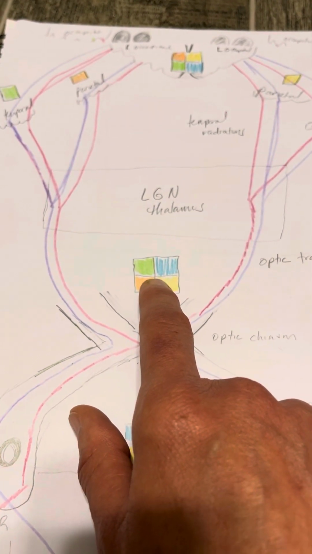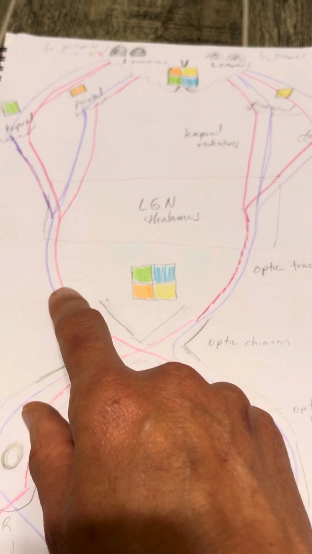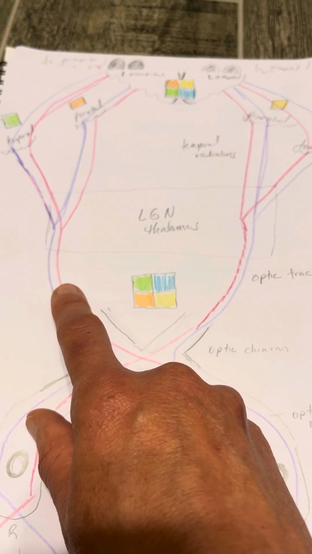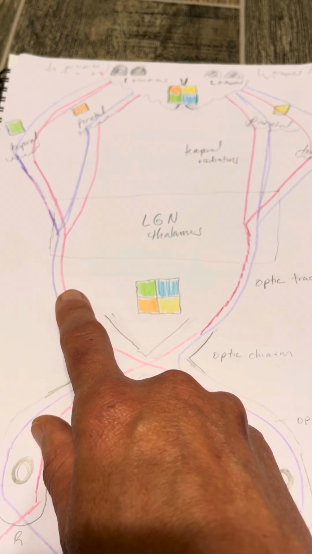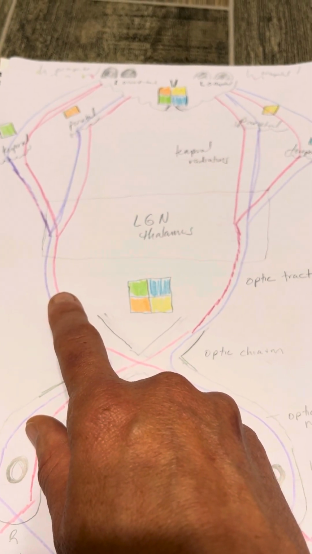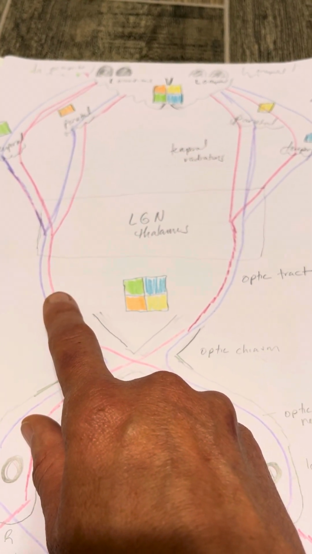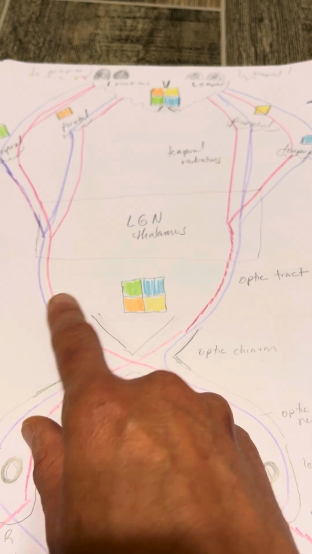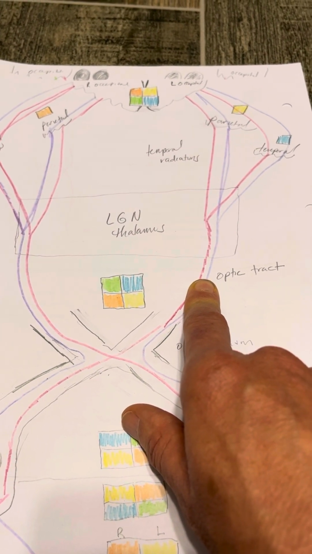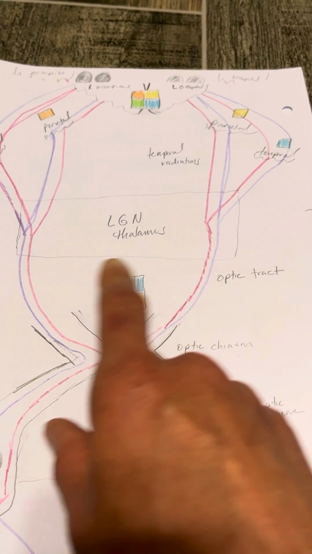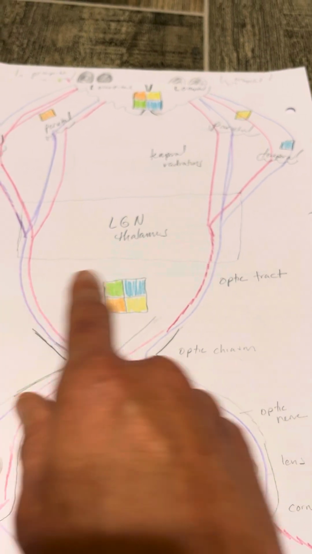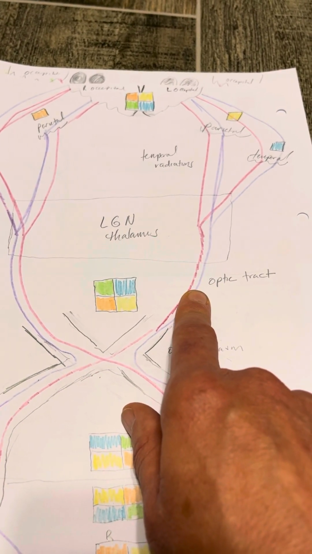So what this means is that your right optic tract carries all information for your left visual field, because it has your left lateral field and your right medial field, whereas the other one would have your right lateral field and your left medial field. So information on the right optic tract is your left visual field, and on your left optic tract, it is your right visual field.